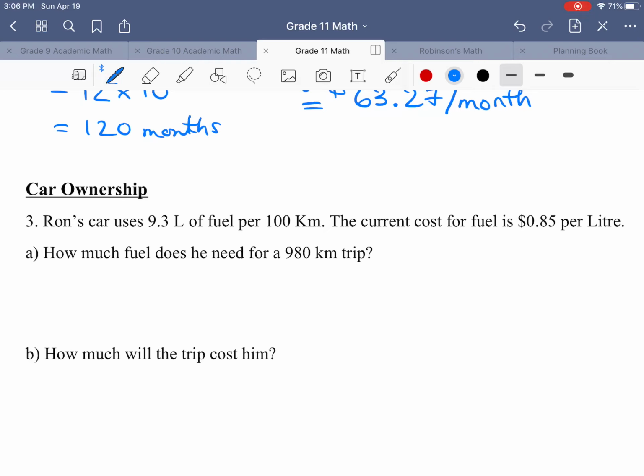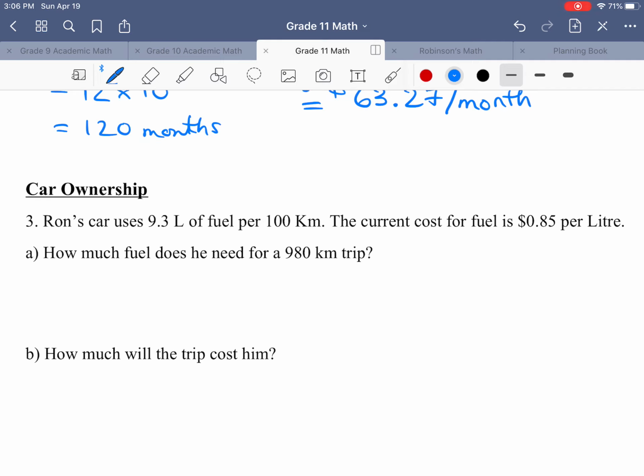Let's take a look at the costs associated with car ownership. Ron's car uses 9.3 liters of fuel per 100 kilometers. The current cost for fuel is 85 cents per liter. How much fuel does he need for a 980 kilometer trip? And then part B, how much will the trip cost him?